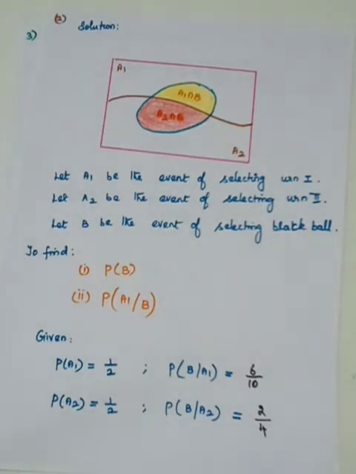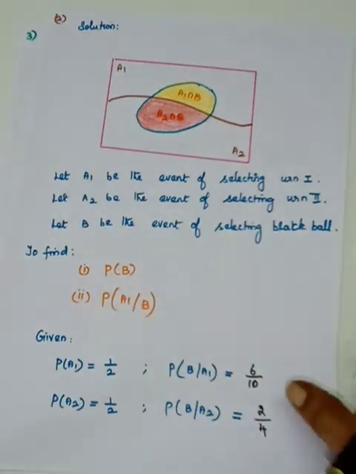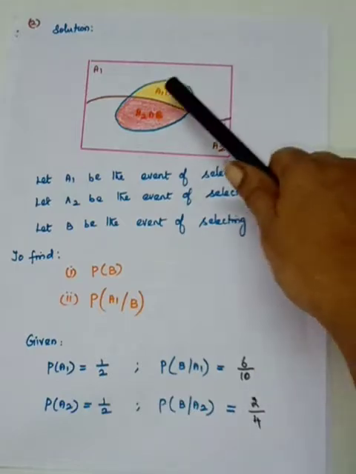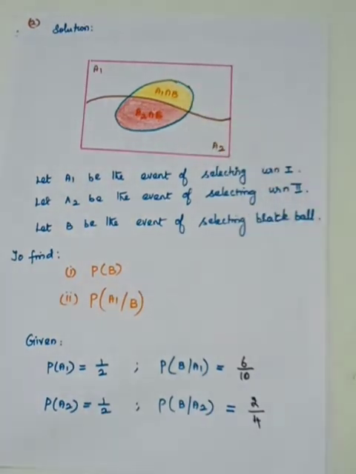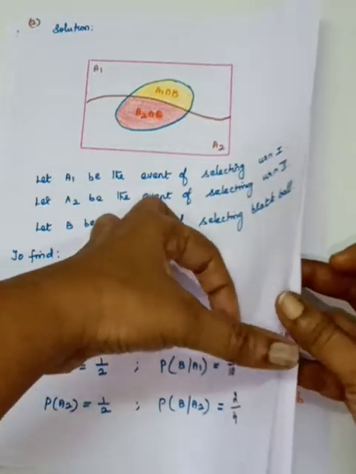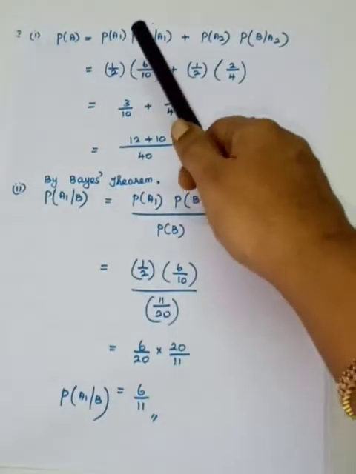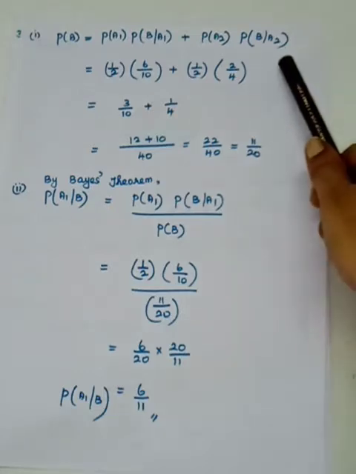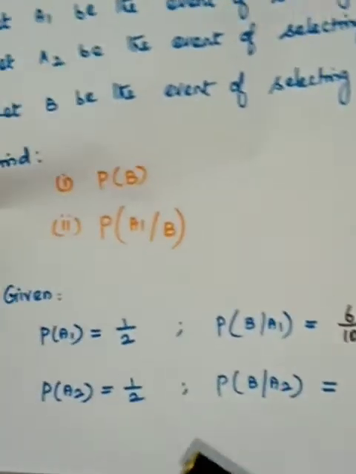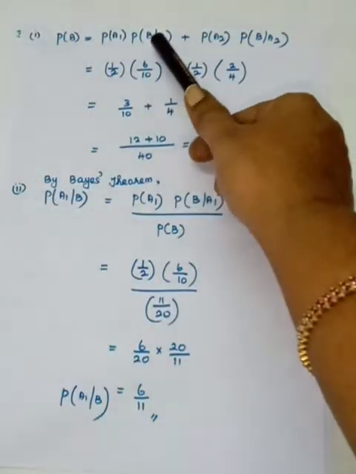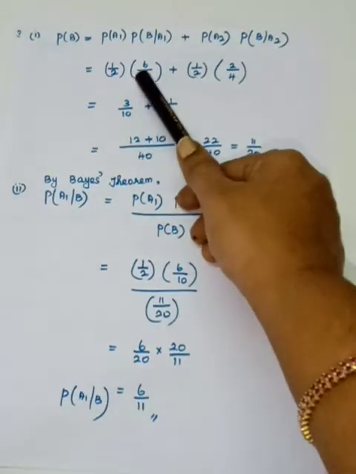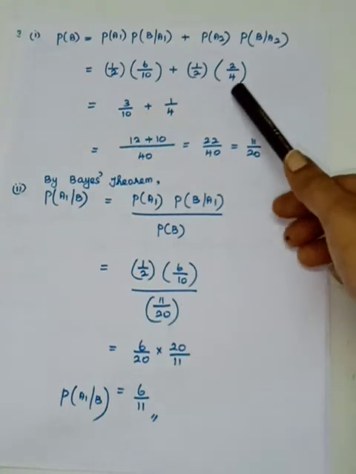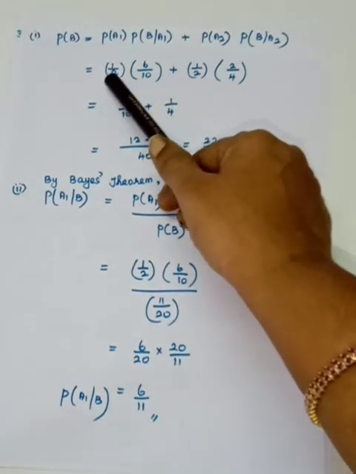Okay, so next, what is the question asked here? P of B, the total probability of getting a black ball. The black ball may be from the first urn or from the second urn. So first we have to find it using the formula P of A1 into P of B by A1 plus P of A2 into P of B by A2. So we have found everything. P of A1 is 1 by 2 into P of B by A1 is 6 by 10, plus P of A2 is 1 by 2 into P of B by A2 is 2 by 4. So see now, the 2 and 6 are getting cancelled.